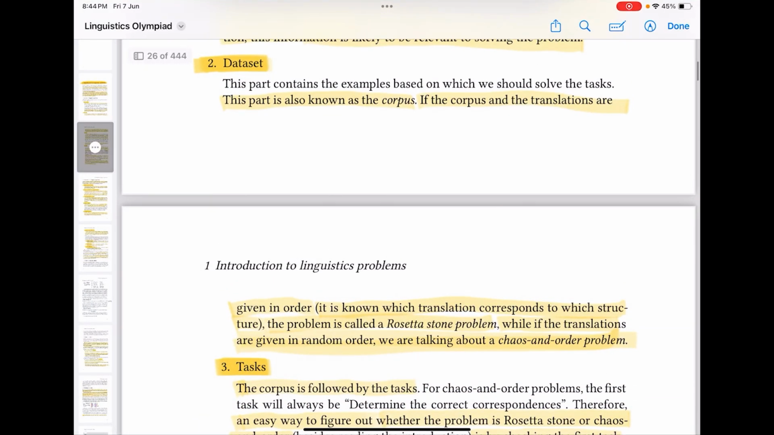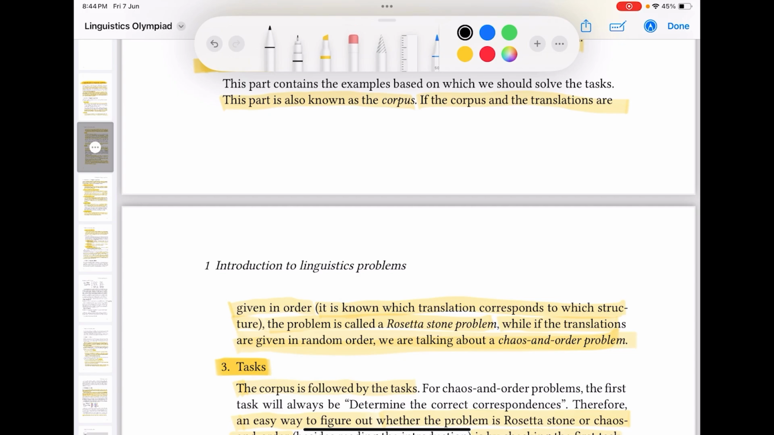Now, the main part that comes is the data set. It is also known as the corpus, but forget all these words. Now there can be two types of problems. One can be a Rosetta Stone problem, or one can be a chaos and order problem. A Rosetta Stone problem usually comprises a random language and their English translations. Now these are structured, and these are usually in problems with longer sentences. We'll cover the types of problems which usually have this, but just think of them as ordered.